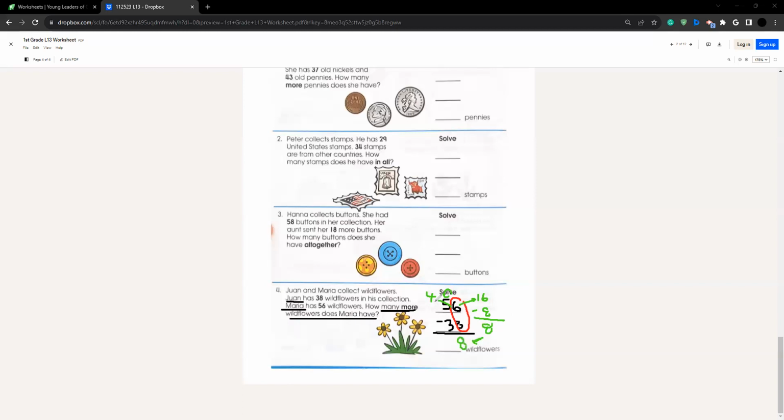So you bring that over here. 8. And then the tens place. Now it's just 4 minus 3. 4 minus 3 is 1. So Maria has 18 more wildflowers. Okay, that's the end of the lesson. Thank you for listening.